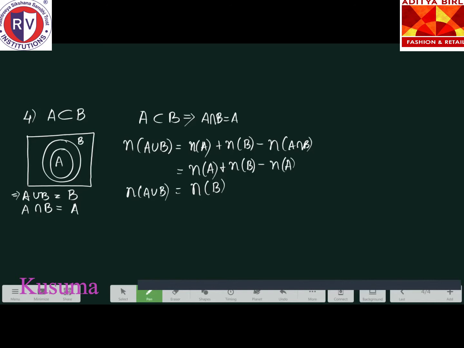Here there is no need of solving this, since we can say that A union B is nothing but B. Directly looking at the Venn diagram only, you can tell this one. So here the answer will be option A, that is, N of A union B will be equal to N of B. So let us see the next one.